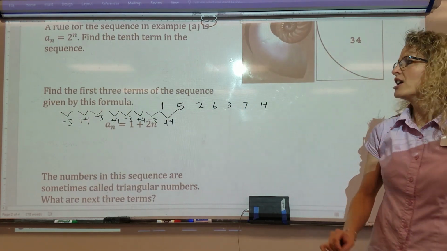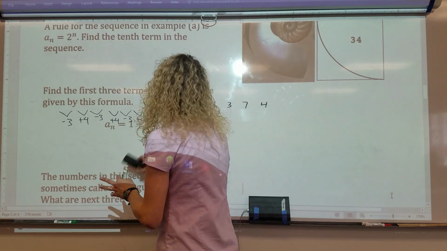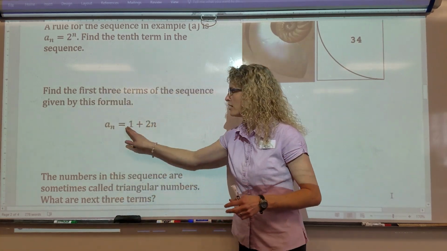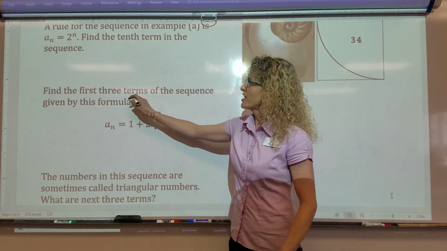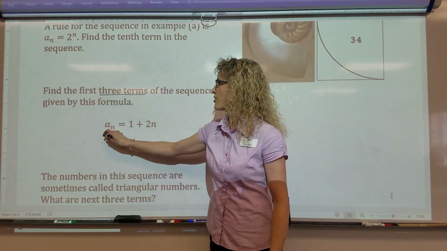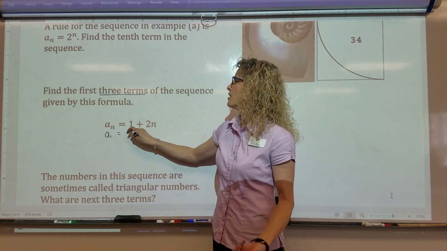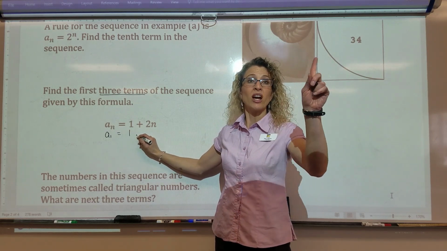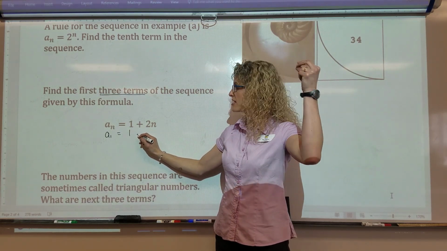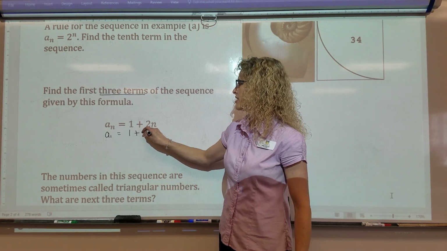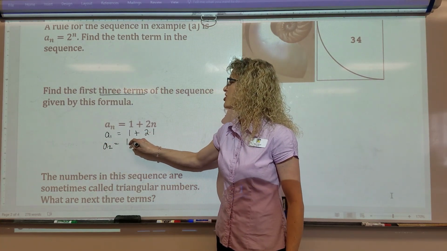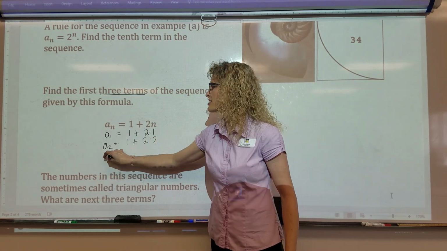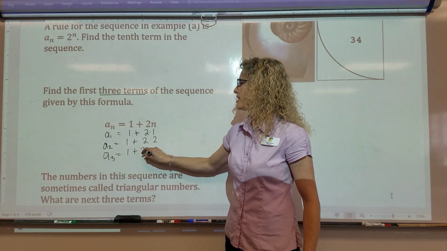Okay, what if they didn't give us the list of numbers, but they gave us an equation? a sub n equals 1 plus 2n. Find the first 3 terms. So that means find a sub 1. Well, to find a sub 1, you substitute 1 in for n. How do I find a sub 1? Get ready? 1 in for n. To find a sub 2, I put 2 in for n. To find a sub 3, I put 3 in for n.